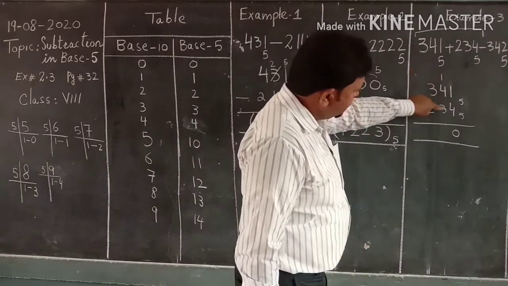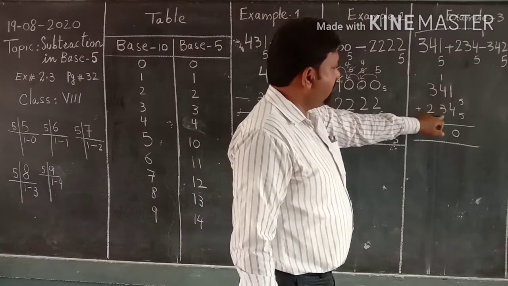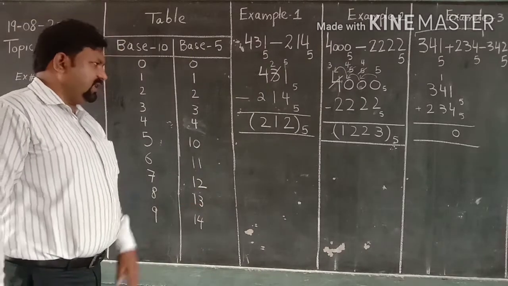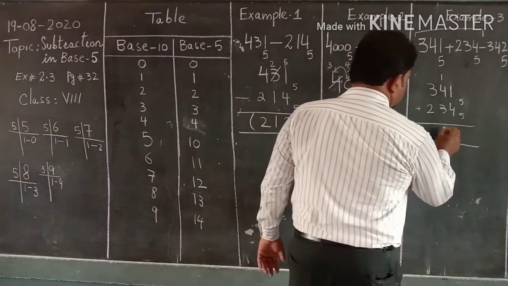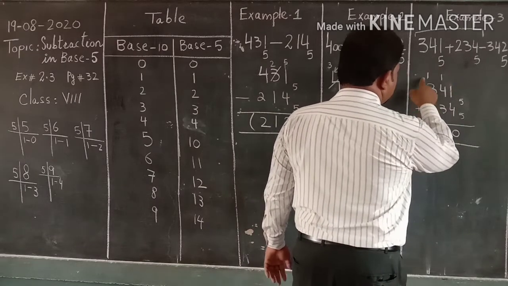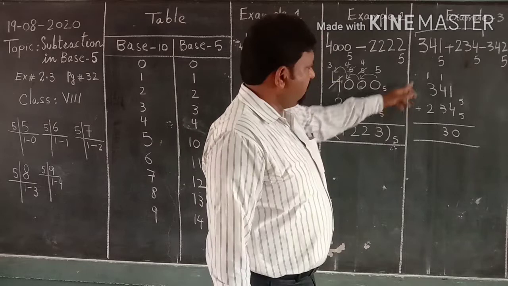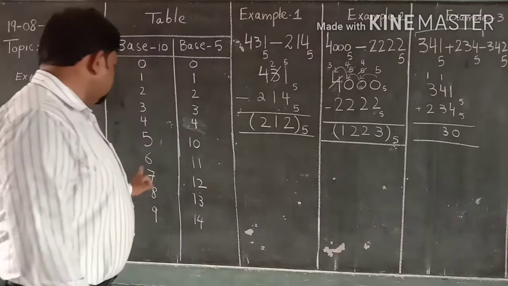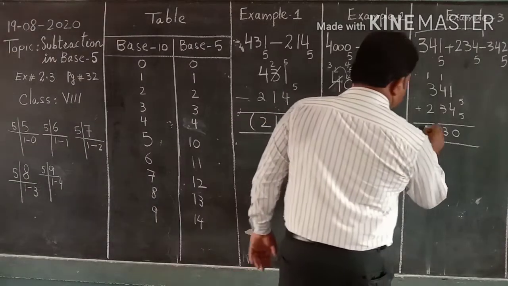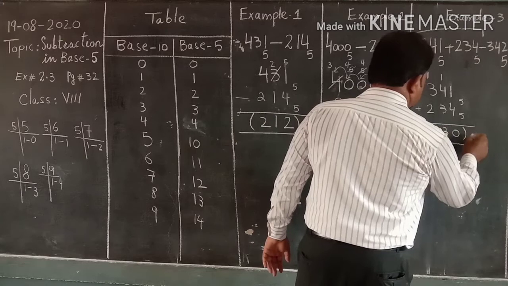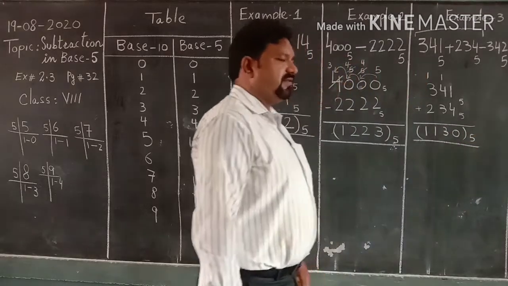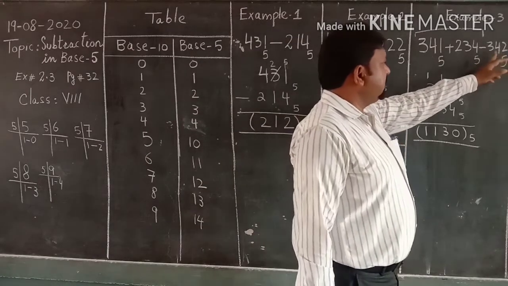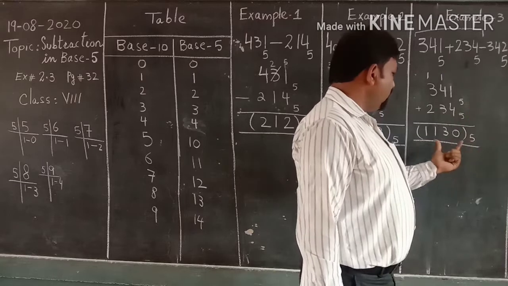Now we add these numbers: 1 and 4 is 5, 5 and 3 is 8, and 8 is equal to 13 in base 5. So we will write 3 here and write a carry over here. Now we add 1 and 3 is 4, 4 and 6 means 11. We will write 11 here. So this is the answer in base 5, 1130. Now we will subtract 342 from this result.